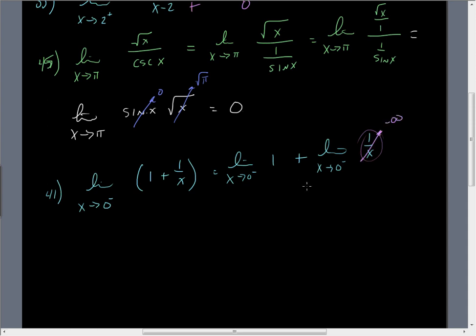This is just going to be 1. So the limit of 1 as x approaches 0 is simply 1. The limit of 1 over x as x approaches 0, however, is negative infinity as you're approaching it from the negative side. And so 1 plus negative infinity simply means negative infinity. And that's how they get that.